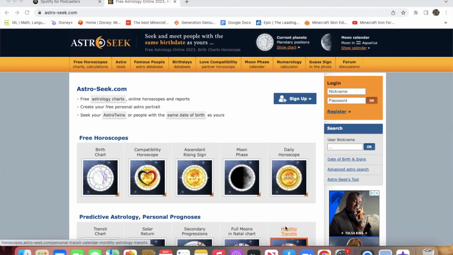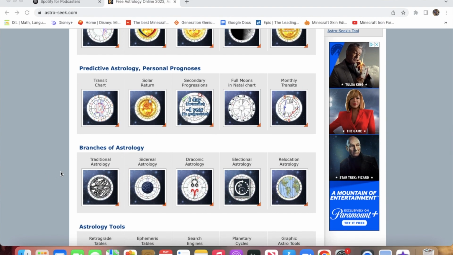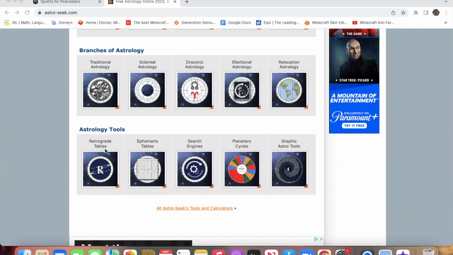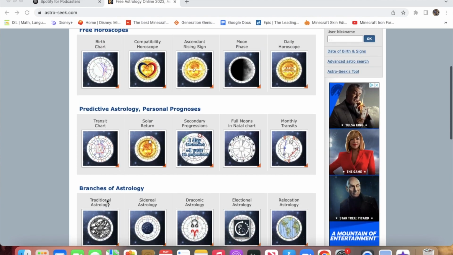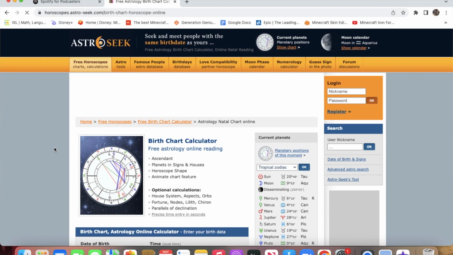Okay, so we're going to start out here at AstroSeek. It's a pretty reliable website for this, so I like using this one. They have a bunch of stuff. You have a birth chart, a compatibility horoscope, your ascending sign, moon phases, which is very cool. Daily horoscope, like in Seventeen magazine. Down here, there are different branches of astrology. Did you even know that? It's crazy. And then you'll also see that they have retrograde tables here. Like we're currently in Mercury retrograde, that you'd find there. But for us, we're going to go up here to the birth chart. So go up here and click on birth chart. And it's going to take you to a birth chart calculator.